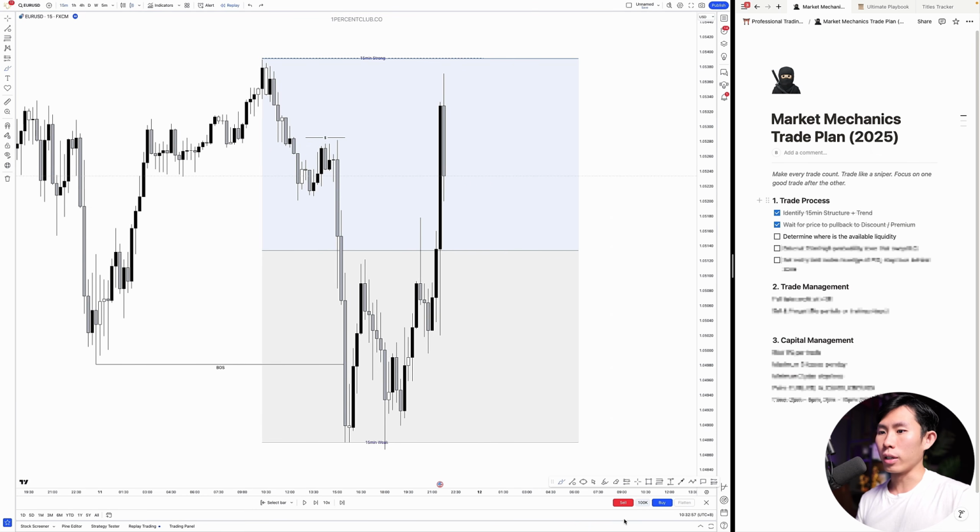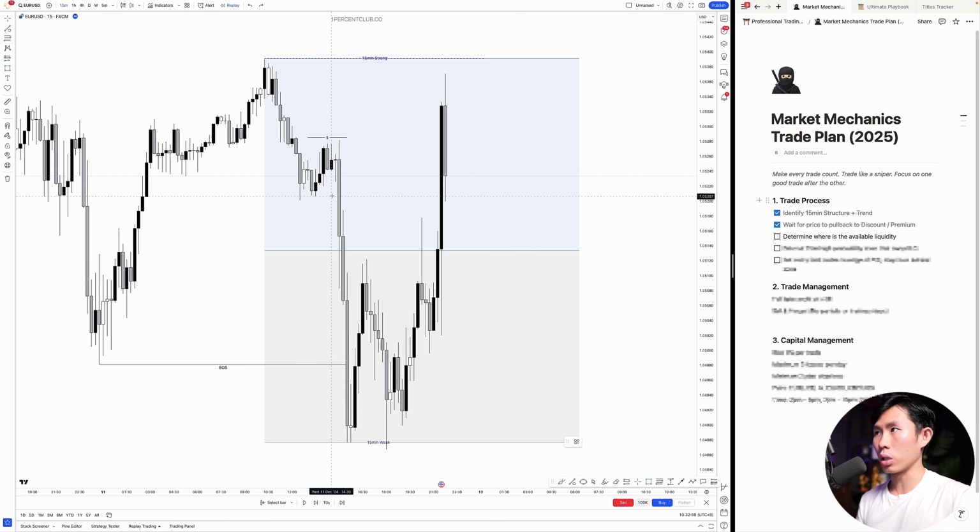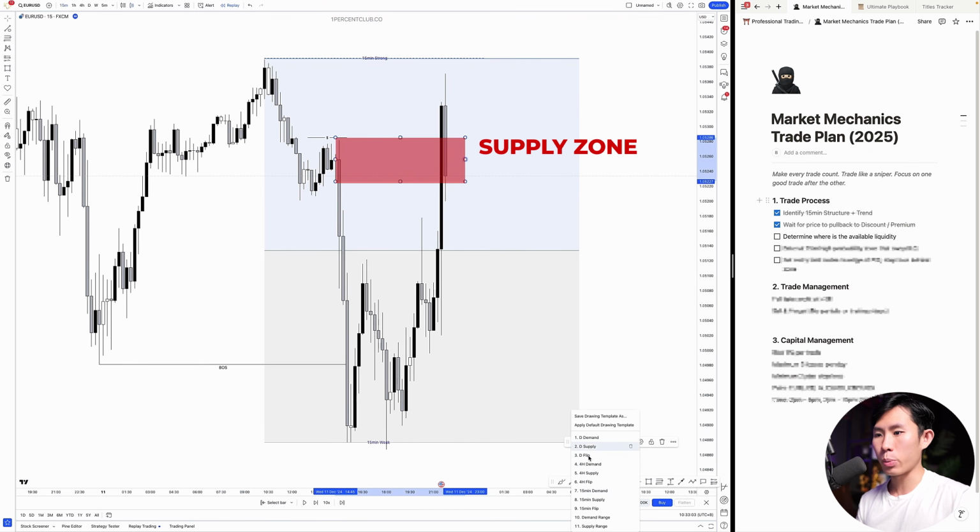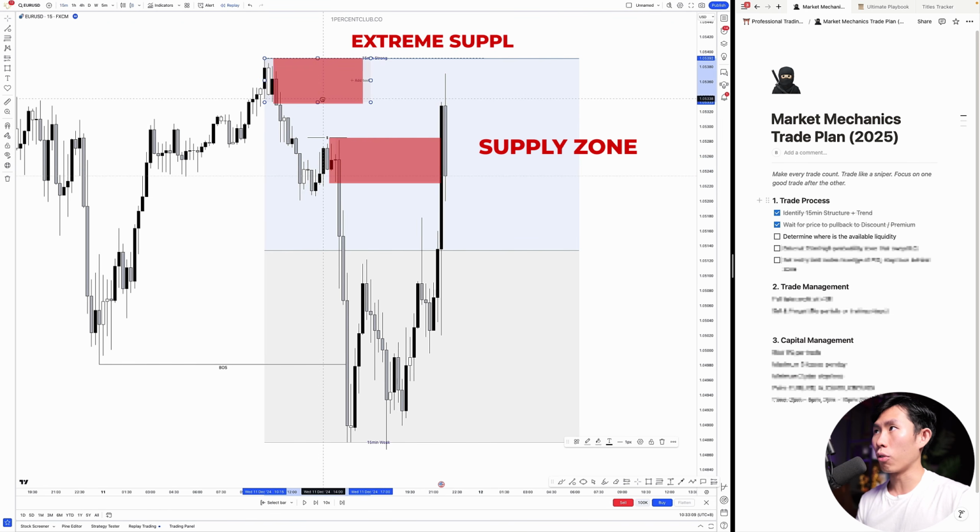Okay, so based on this, we can also draw our supply zones. So this is a supply zone by itself because at this point of time, a large amount of supply stepped into the market. And then there is also an extreme supply zone that we have right here.